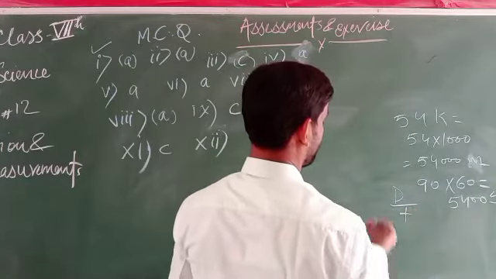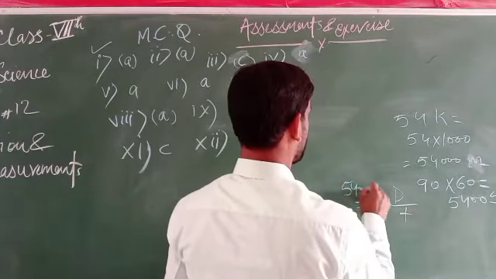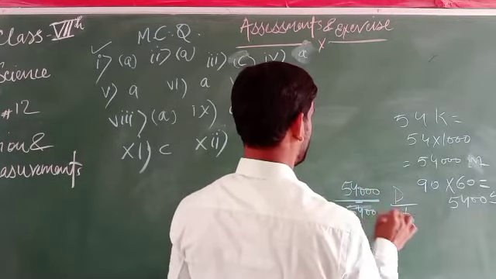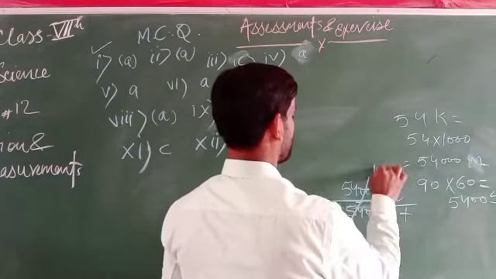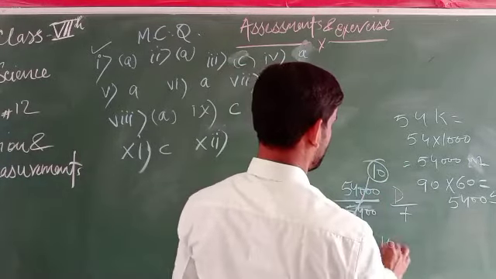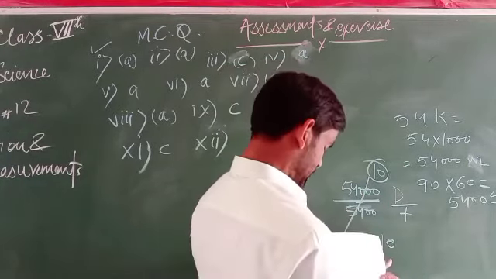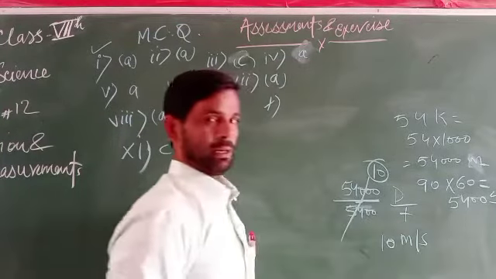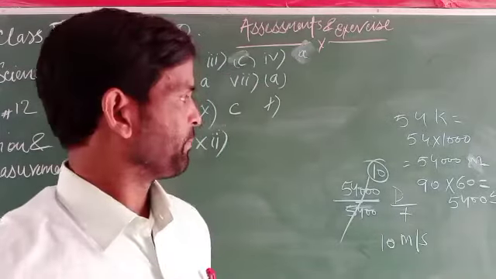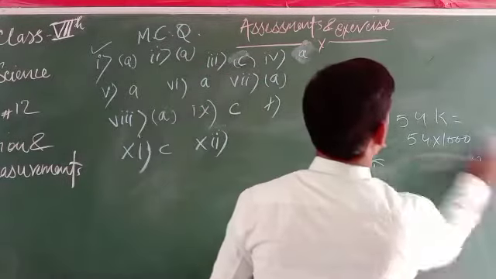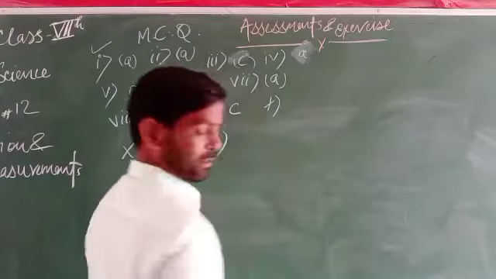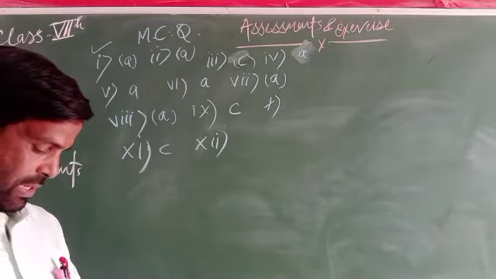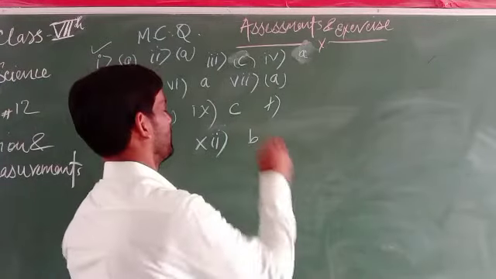Now, speed is distance upon time. Distance is given as 54,000 and time is given as 5400. So the resultant speed of the bus will be 10 meter per second. We'll have to write down 10 meter per second wherever the answer will be. 10 meter per second, that is 12 v.